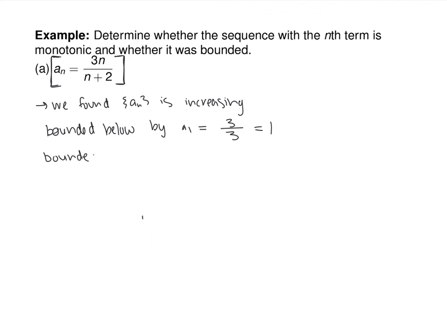and bounded above by, well, the way I found an upper bound was I took the limit as n goes to infinity of the a sub n's, and that was equal to 3. So it's bounded above by 3. Any number bigger than 3 would also be something that is bounded above by, so you could have also said bounded above by 4. Bounded below by 0 would have also worked. 1 and 3 are examples of the least upper bound and greatest lower bound.